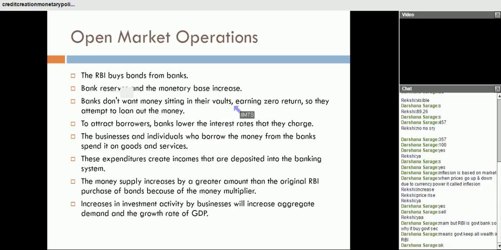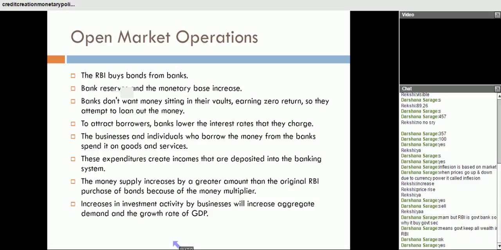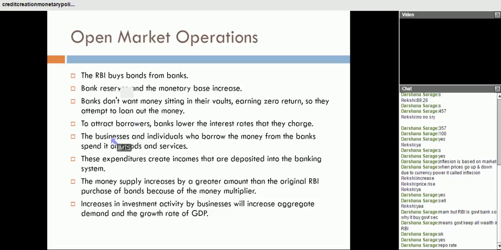Banks don't want money sitting in their vaults earning zero return, so they attempt to loan out the money. To attract the borrowers, banks lower the interest rates that they charge. You must have seen every now and then in the news, the home loan rate has gone down, the education loan rate has gone down, and so on. That is just to attract the borrowers. The businesses and individuals who borrow the money from the bank spend it on goods and services.